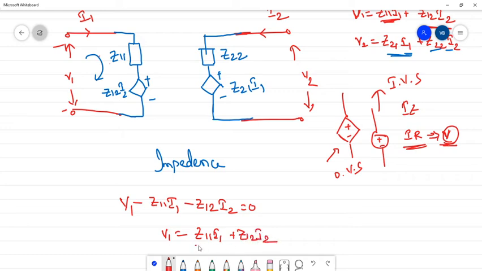You can compare with the original equation. You can check like this also. Okay, so you write KVL in this loop. V1 minus Z11 I1 minus Z12 I2 is equal to 0.